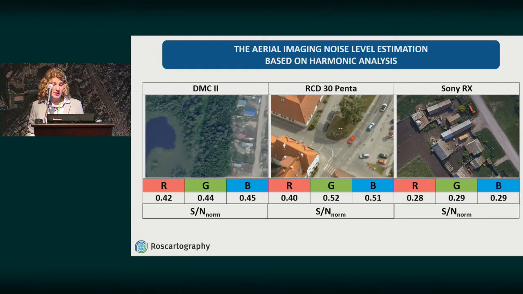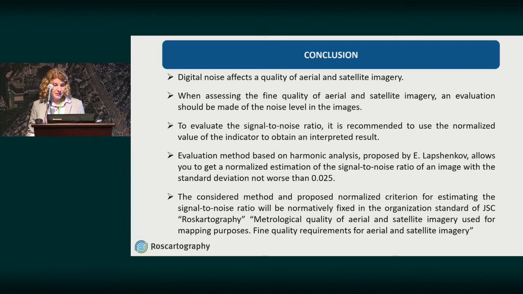Here you can see measurements made for each of the RGB signal components. This is DMC2 camera, middle format, MCD Penta, and Sony RX, which has the worst signal to noise ratio. So its matrix is the noisiest.